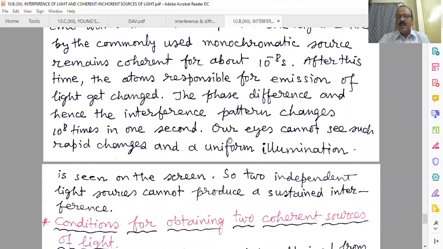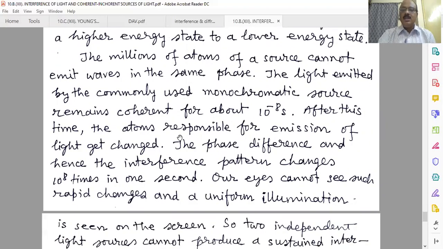Our eyes cannot see such rapid changes, and a uniform illumination is seen on the screen. So two independent light sources cannot produce a sustained interference. That means, to produce sustained interference, that is, if we get bright and dark regions on the screen with no variation with respect to time, then the two sources must be coherent.